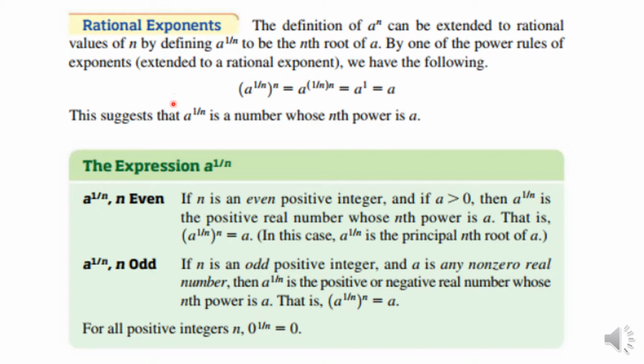We're now going to extend the definition to define what it means to be a to the 1 over n. And a to the 1 over n is a number whose nth power is a. If n is an even positive integer, then that is the positive real number whose nth power is a. If n is an odd positive integer, and a is any non-zero real number, then a to the 1 over n is the positive or negative real number whose nth power is a. And 0 to the 1 over n is equal to 0. You see, it makes a difference if n is even or odd.